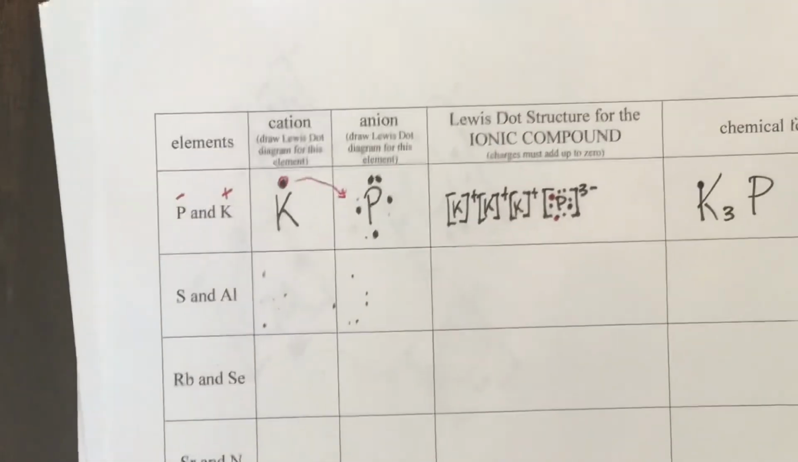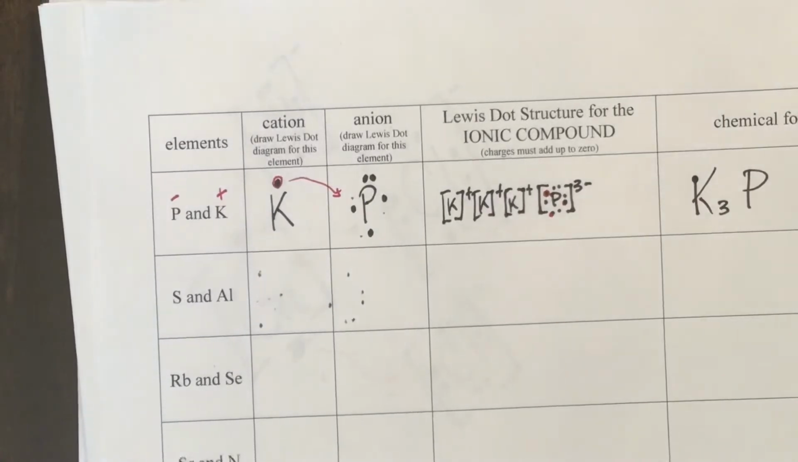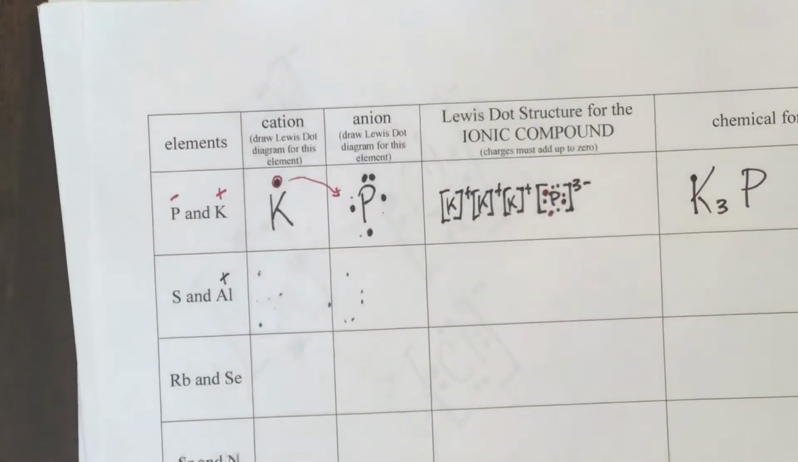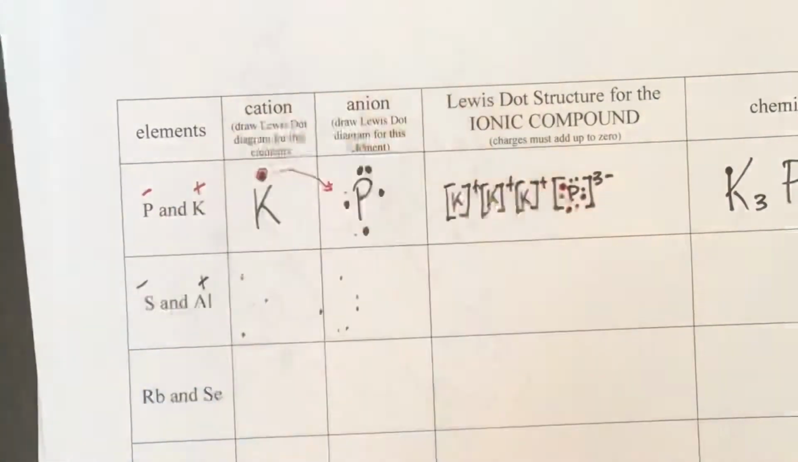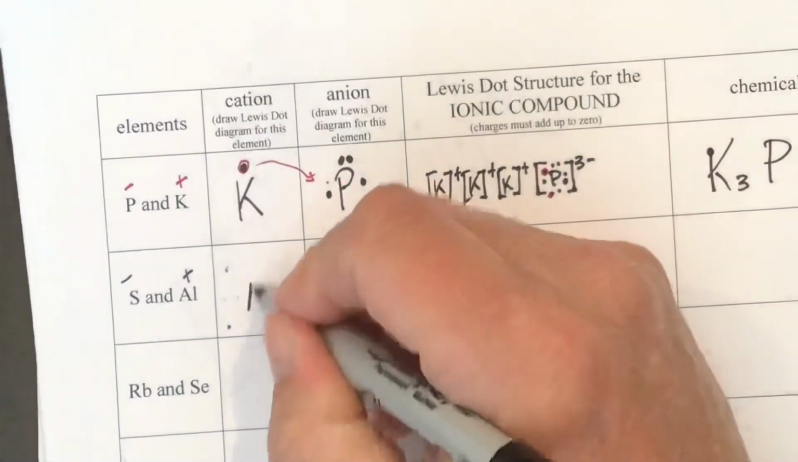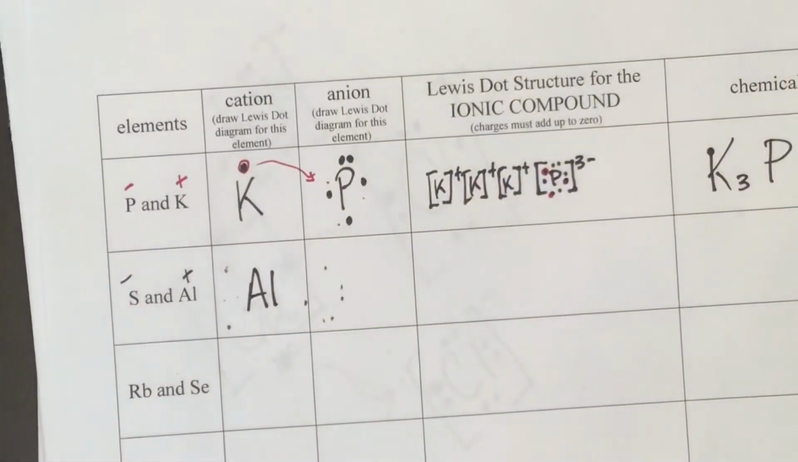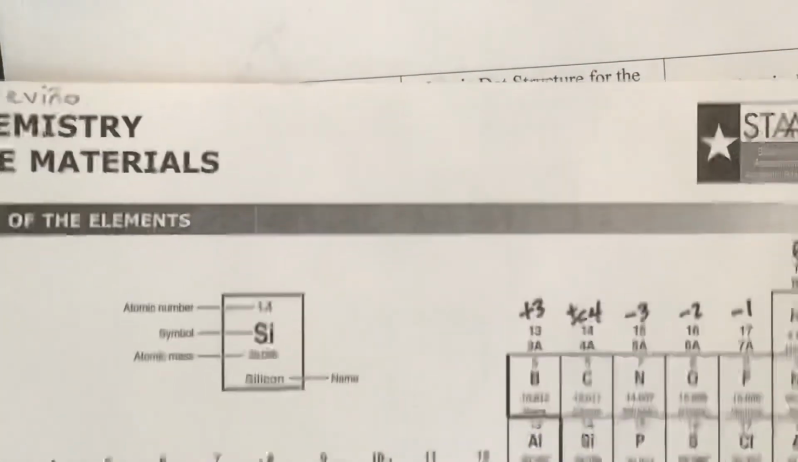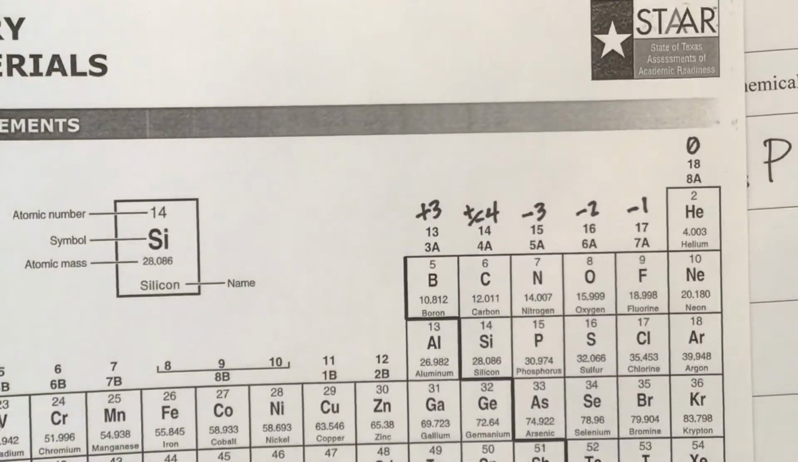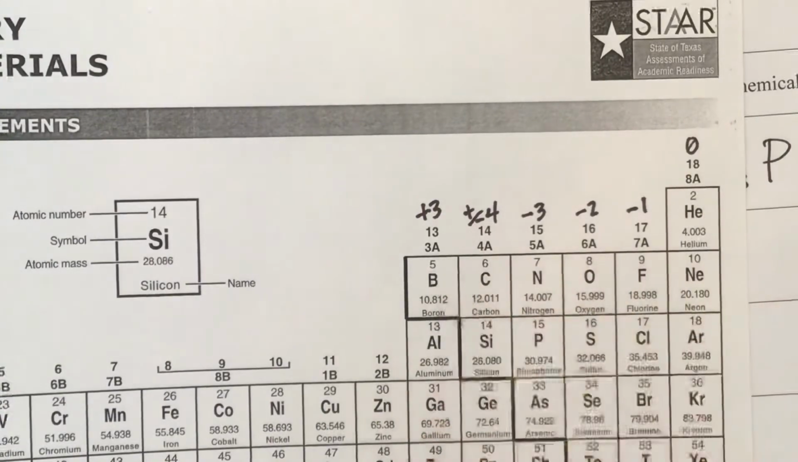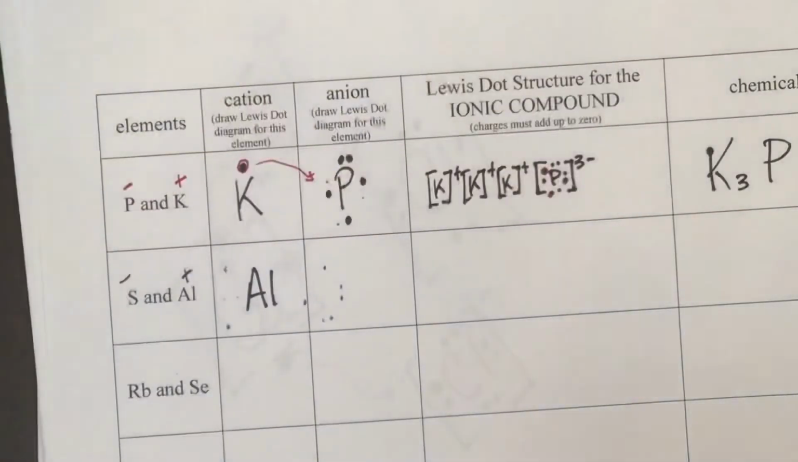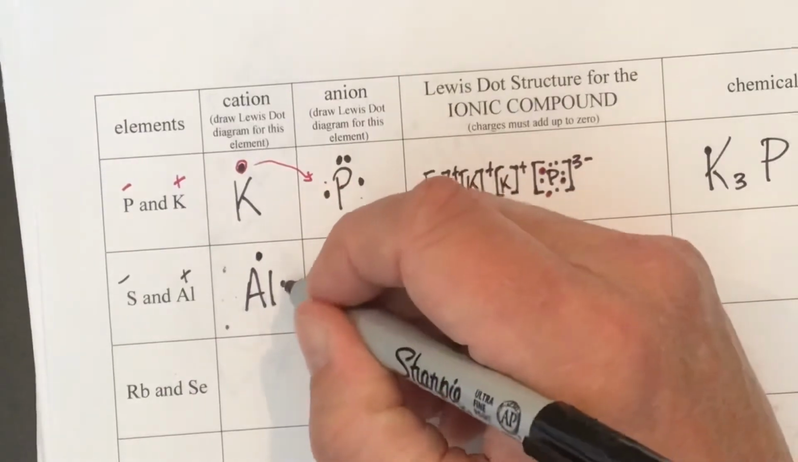All right. Now for the hard one. Oh boy. Aluminum and sulfur. All right, which one's the metal? No, it is not sulfur. Aluminum is a metal. Come on, you know that. All right, and sulfur is going to be our anion here. So aluminum, and where is aluminum on the periodic table? Let's look here. And there it is in group 13 or 3A. Aluminum is going to have 3 valence electrons.